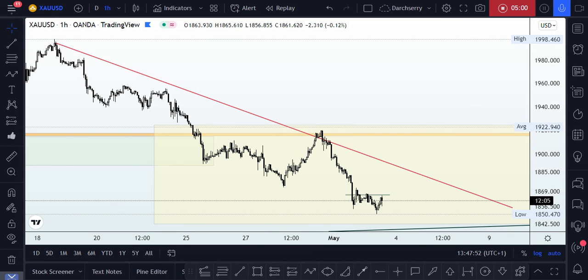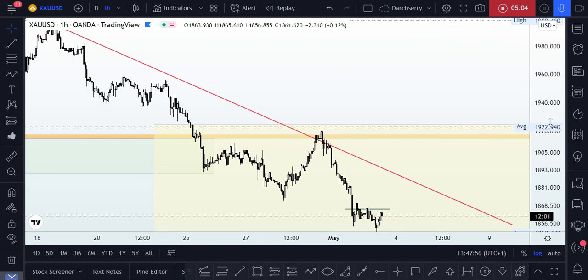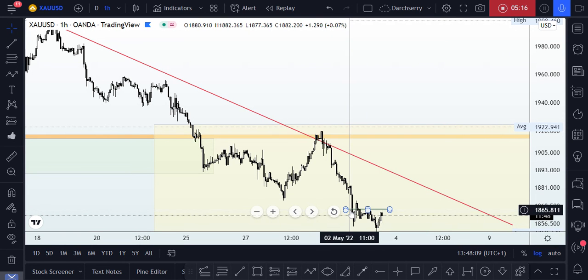So one thing I want to be doing at this point is looking for a possibility that we have a breakout of the neckline in the next couple of hours, then a retest of that neckline to be a confirmation to the upside.